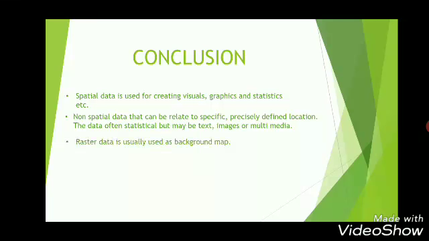Raster data is used as background maps. As we have learned, raster data is used in mapping. Examples are aerial photographs and satellite images, and it can be stored in any format, for example JPG, TIFF, etc.